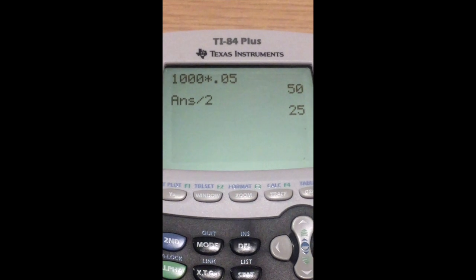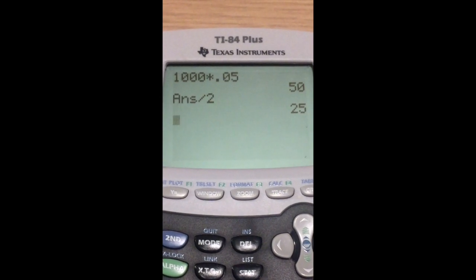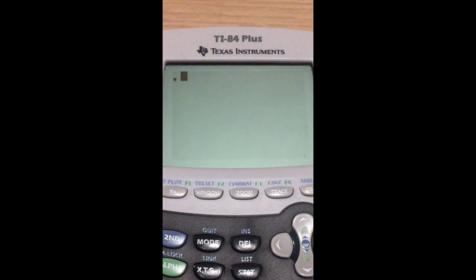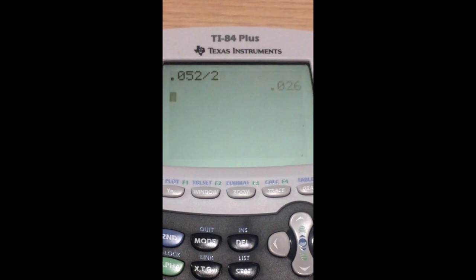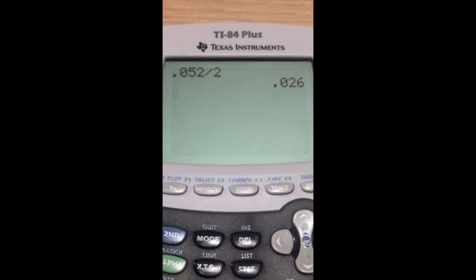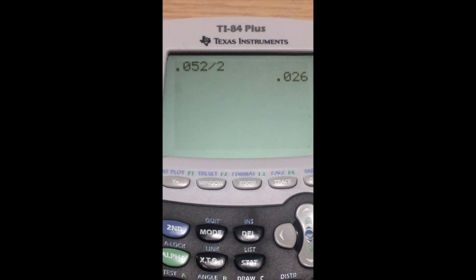Why did you divide by 2? Well, the payments are semi-annual. The discount rate is 5.2%, but that's in annual terms. So I need to use 0.052 divided by 2, which equals 0.026 in the calculation. Why? You always quote interest in annual terms. Since the cash flows are semi-annual, I divide by 2.